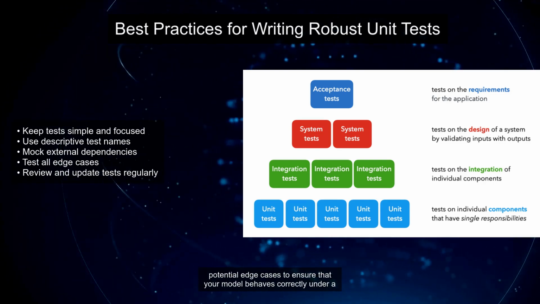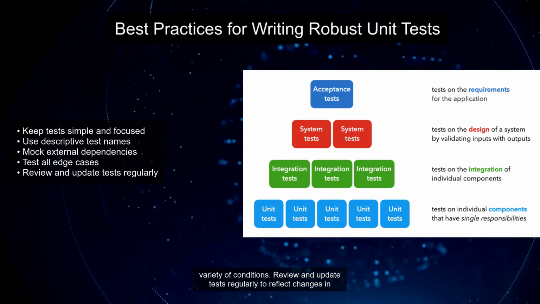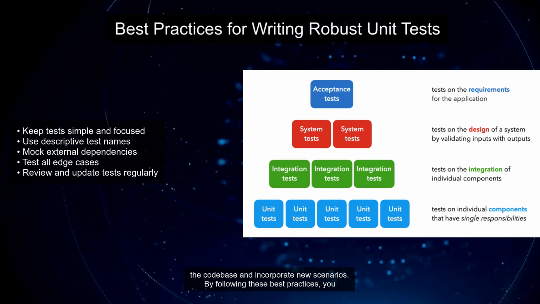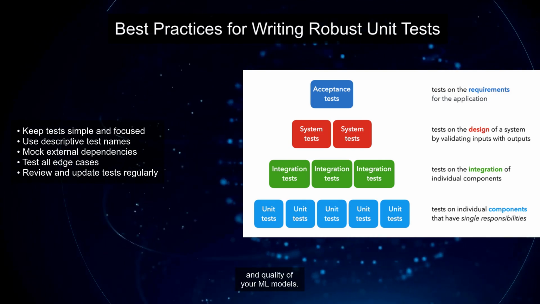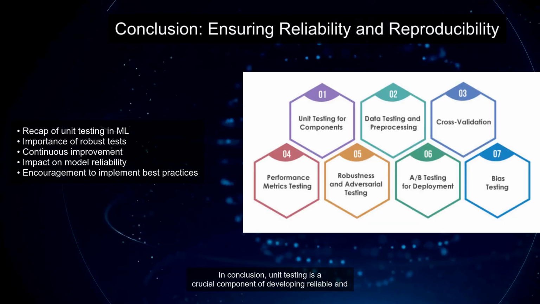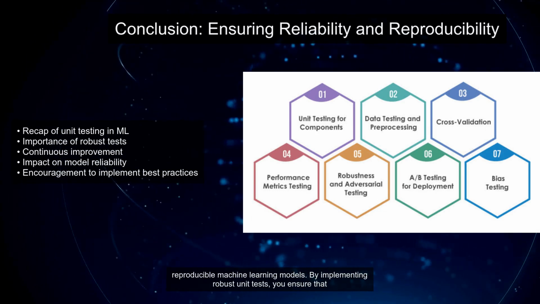Test all potential edge cases to ensure that your model behaves correctly under a variety of conditions. Review and update tests regularly to reflect changes in the code base and incorporate new scenarios. By following these best practices, you can create a comprehensive suite of unit tests that enhance the reliability and quality of your ML models. In conclusion, unit testing is a crucial component of developing reliable and reproducible machine learning models.